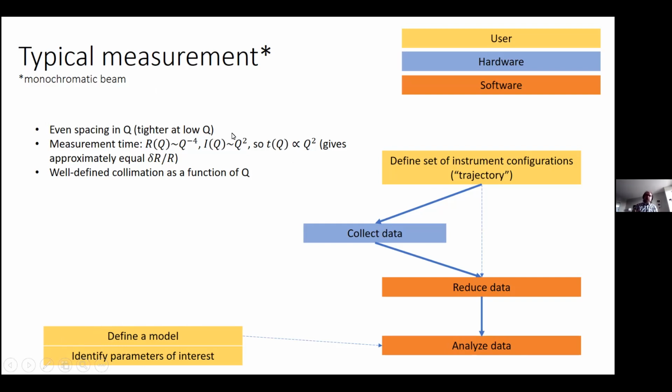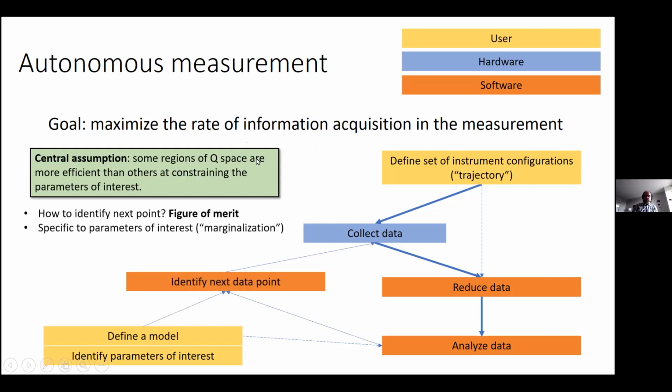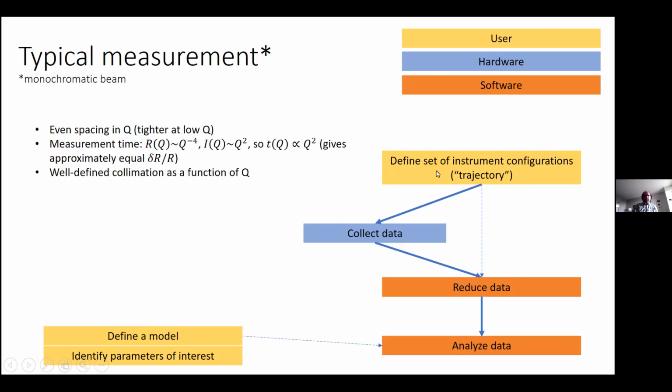This is a constant footprint measurement, so the intensity scales as Q squared, reflectivity drops off as Q to the 4. And so typically our time at each point scales as Q squared. We'll revisit this a little bit later in the talk. And then for each instrument configuration, we've got well-defined collimation. And we have to do this because of the constant footprint measurement.